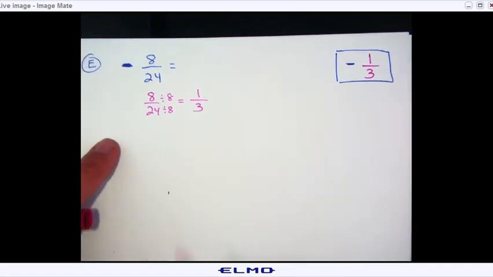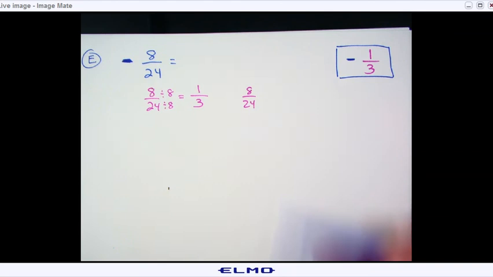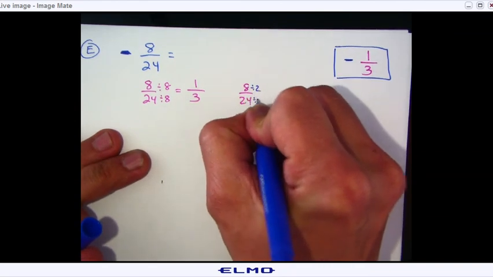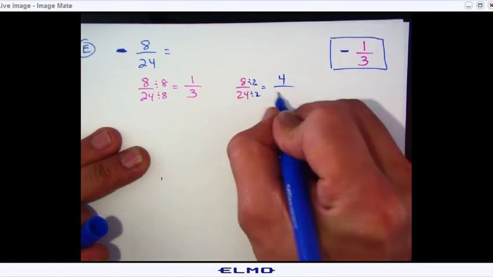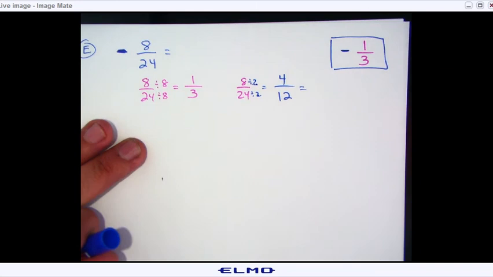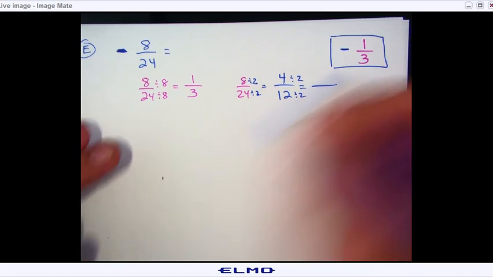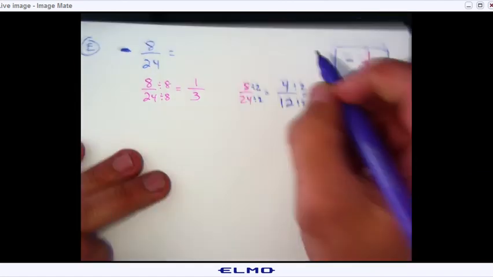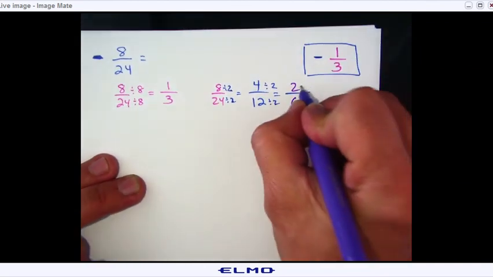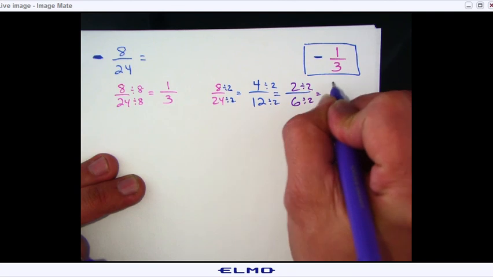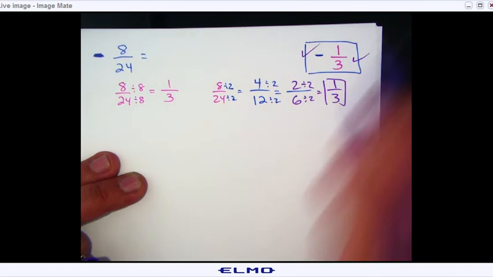Mister, I didn't divide by 8. I divided by 2. All right. 8 over 24. You divided by 2. So 2 times 4 is 8, and 2 times 12 is 24. But you could keep going. I'm going to divide also by 2, which gives me 2 times 2 is 4, and 2 times 6. I got to keep going. Divide by 2 again. So that gives me 1 over 3. And don't forget the negative.